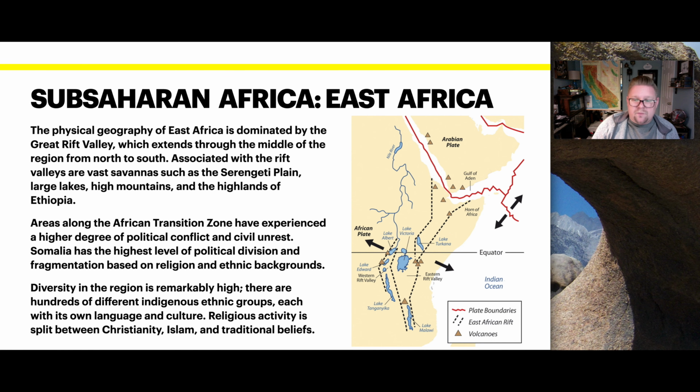Another thing that I wanted to point out, as we mentioned here, this map of East Africa, notice the red line that does represent plate boundaries. So we can see that there is active tectonics, which then leads into the reason and the development of that transition zone.